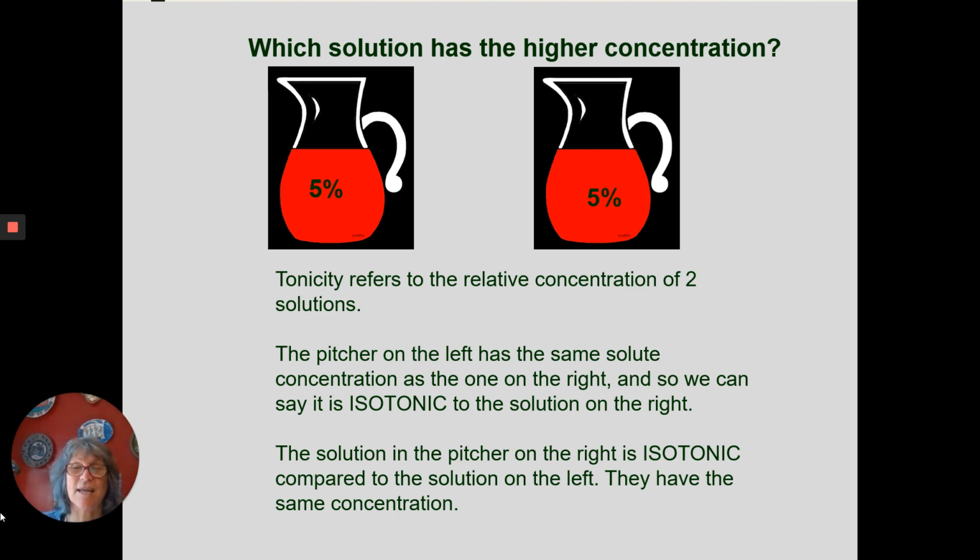How about if I have the same solute concentration in both? Then we use the term isotonic. That prefix iso means the same. So iso bars on a weather map show areas with even pressure. So isotonic means I have the same concentration in two different solutions. The picture on the right is isotonic to the picture on the left. The picture on the left is isotonic to the picture on the right.